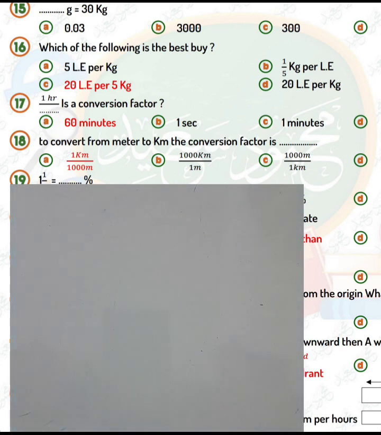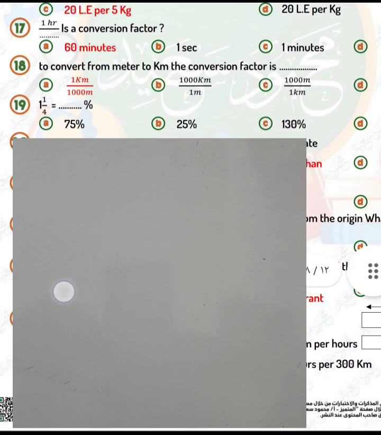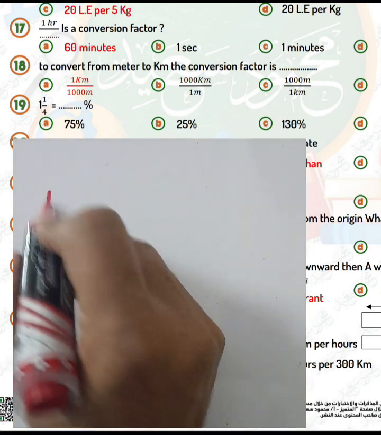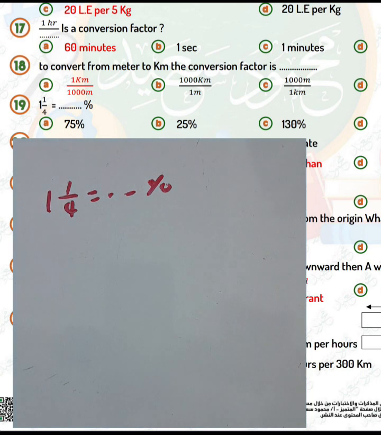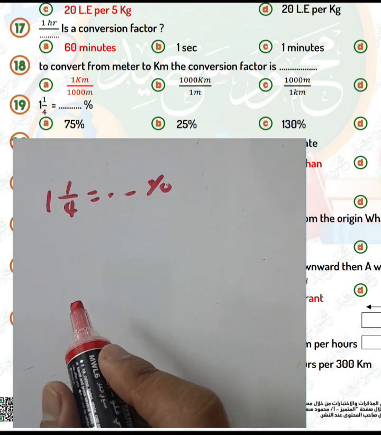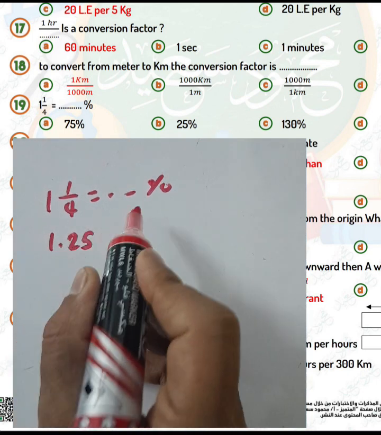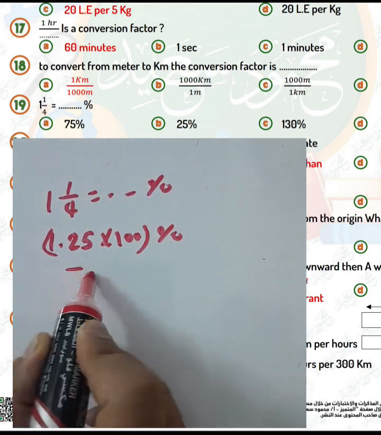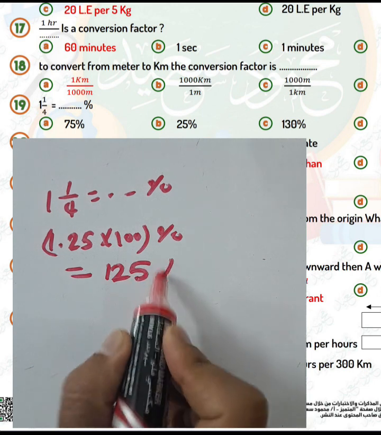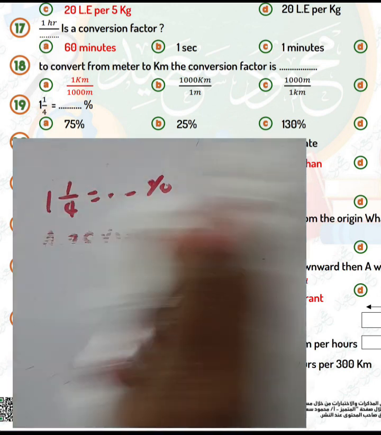Next question number 19. 1/4 equal space percent. We know 1/4 equal 1 and 25 100th, and then you can convert to percent by product by 100 or percent. Move the point right hand side by 2 places, then the result will be 125%.